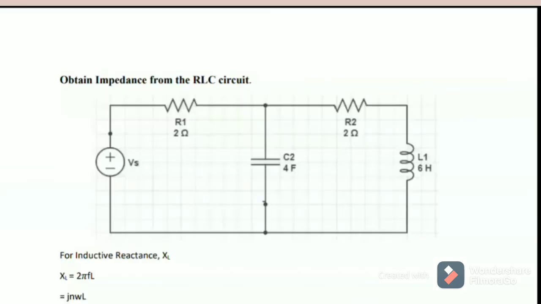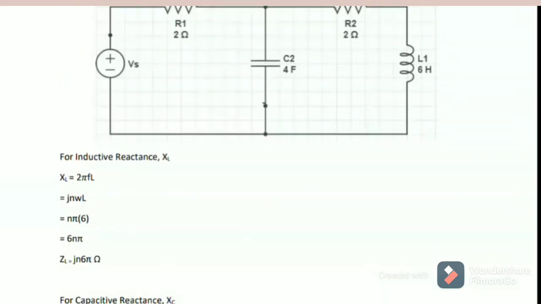So next, we need to obtain the impedance from the RLC circuit. Let's look at the RLC circuit. From the circuit, we know that R1 is 2 ohm, R2 is also 2 ohm, the capacitance is 4 farad, the inductance is 6 Henry. Next, for inductive reactance, we know the formula is 2 pi f L. Then we solve the equation, we've got the answer is j 6 pi ohm.